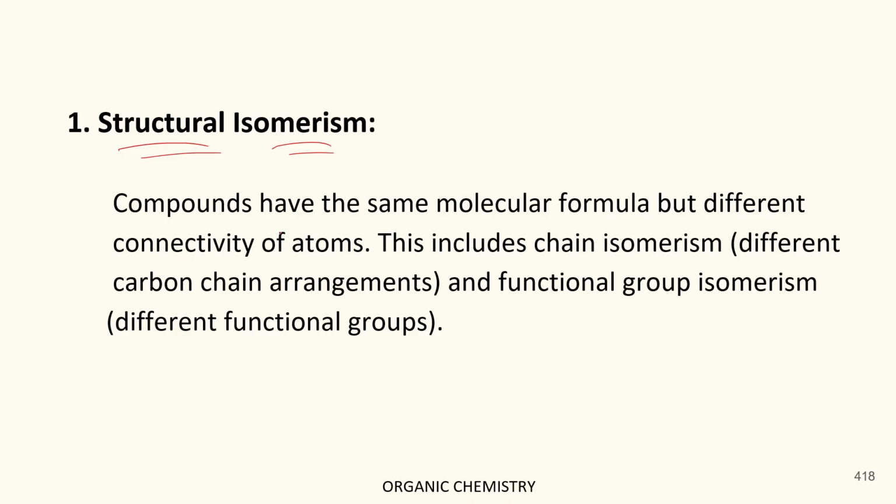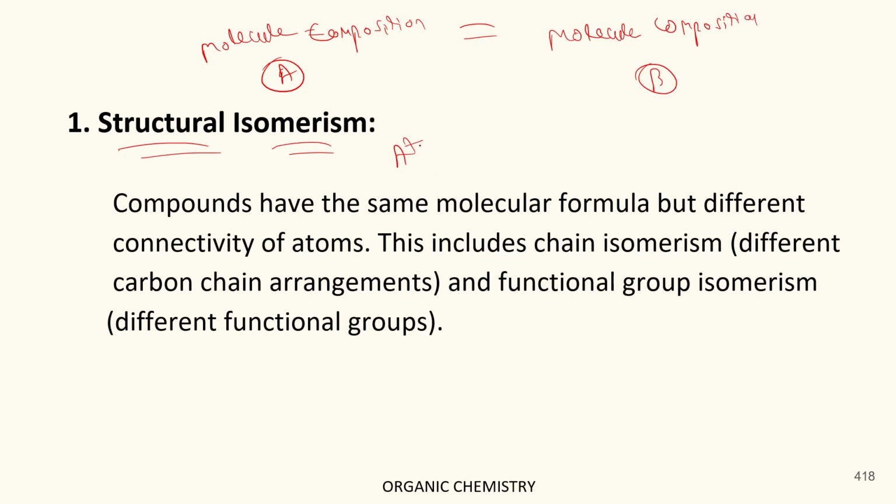Now move forward. We have two types of isomerism. First is structural isomerism. Compounds have the same molecular formula but different connectivity of atoms. Means the molecular composition of A will be the same as that of B, but their atomic orientation will be different. So this case is a case of structural isomerism.